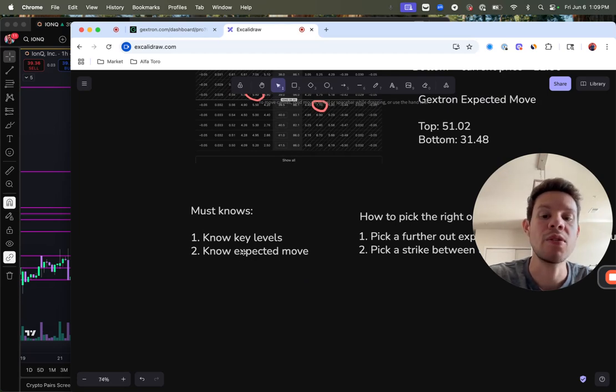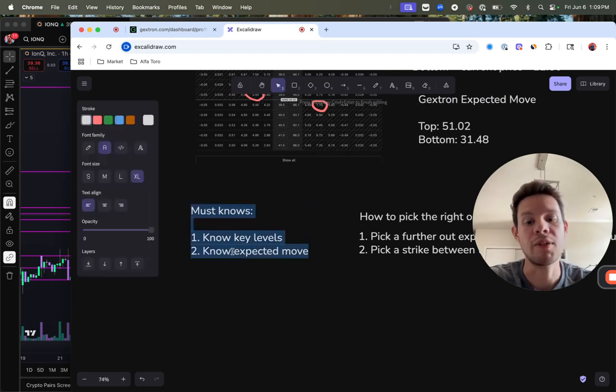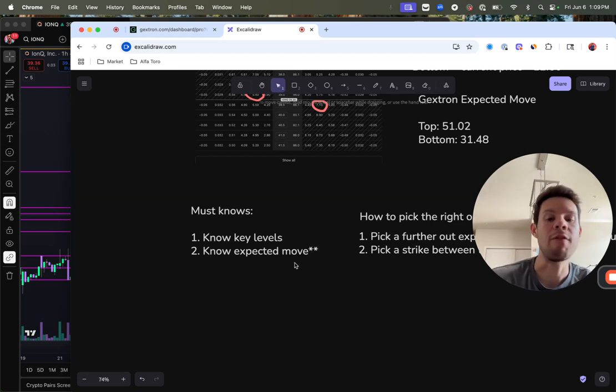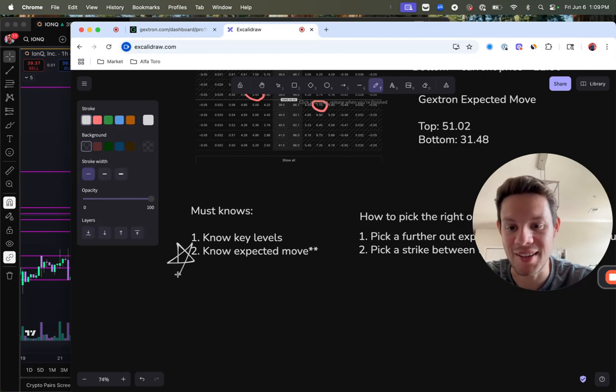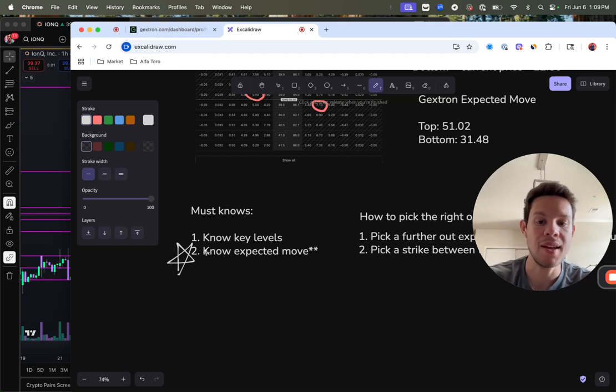And then the next thing you want to do is know the expected move. This is really, really important. Very, very important. I'm gonna even draw a star next to it. Because this is what's going to help you pick the right expiration and the right strike.